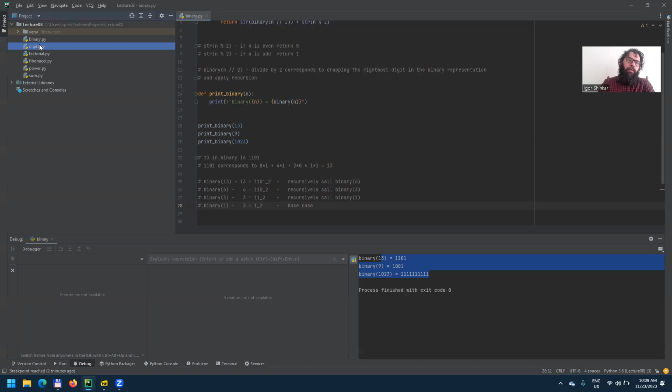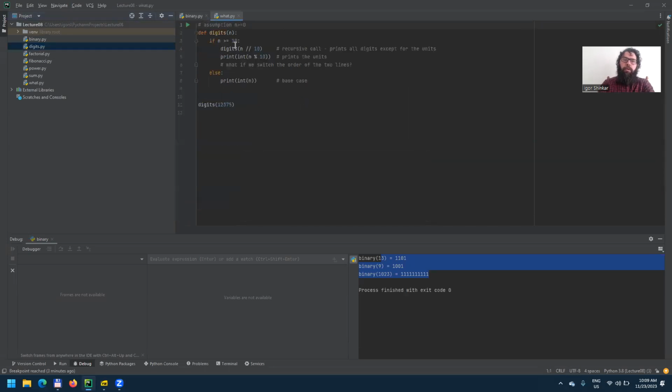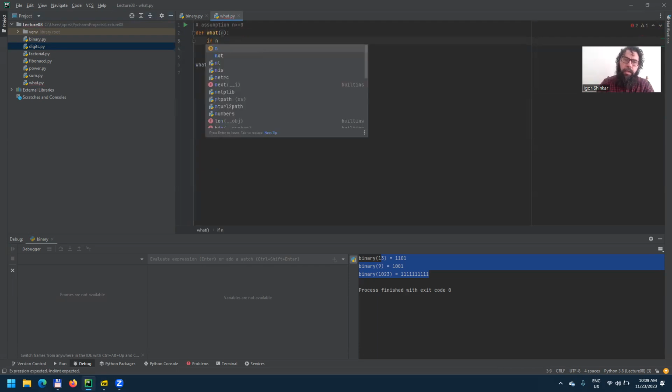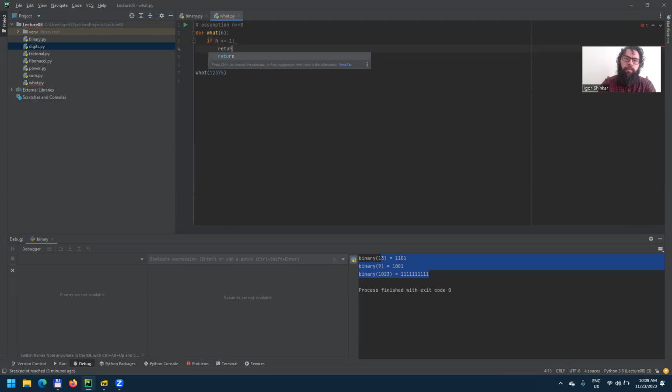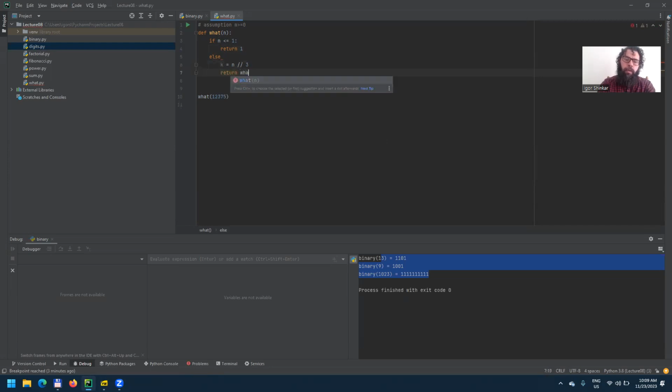Let me give you one more example before we finish. I'll call the function what, and here's what it does. This is one last example for today. If n is less than or equal to 1, just return 1. Okay, nothing to be done. Here's what we do otherwise. We define k to be n divided by 3. And then we return what of k plus what of n minus k.